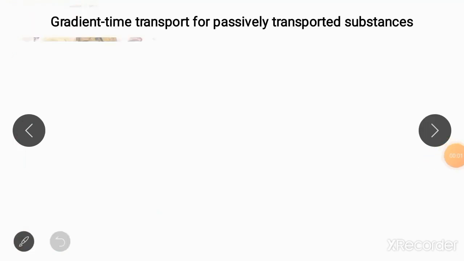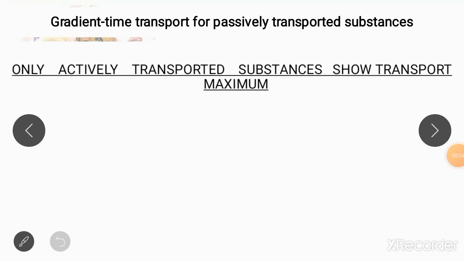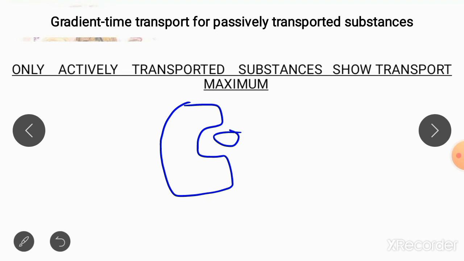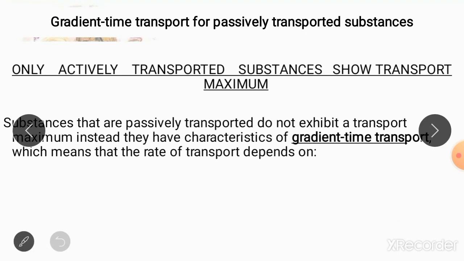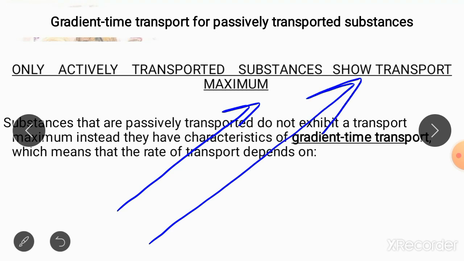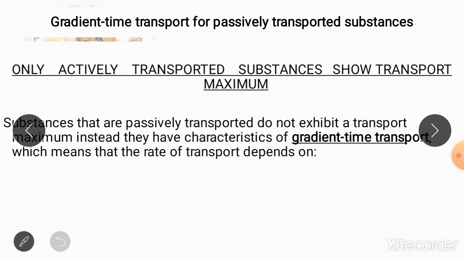Then we have substances which are being transported passively, and as I mentioned before, only actively transported substances can show transport maximum, because these substances require carrier proteins for their transport, and carrier proteins tend to become saturated. Those substances which are not being actively transported, such as passively transported substances, do not show transport maximum. In such substances, when you increase the concentration of something, its reabsorption is going to increase as well, but they do show another kind of limitation, which is known as gradient time transport.